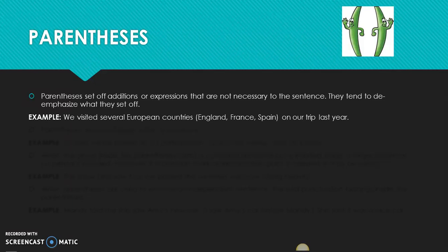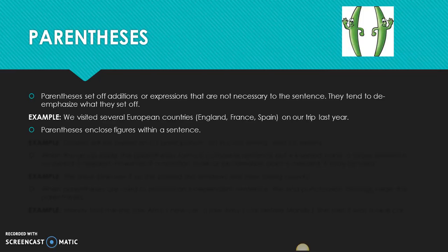Example: we visited several European countries (England, France, Spain) in our trip last year. But as you see here, we don't consider this very relevant. We can omit this and the sentence can be meaningful. I mean, we are not affecting the sentence negatively. It's not senseless if we omit what is in parentheses, but we are adding some information there.